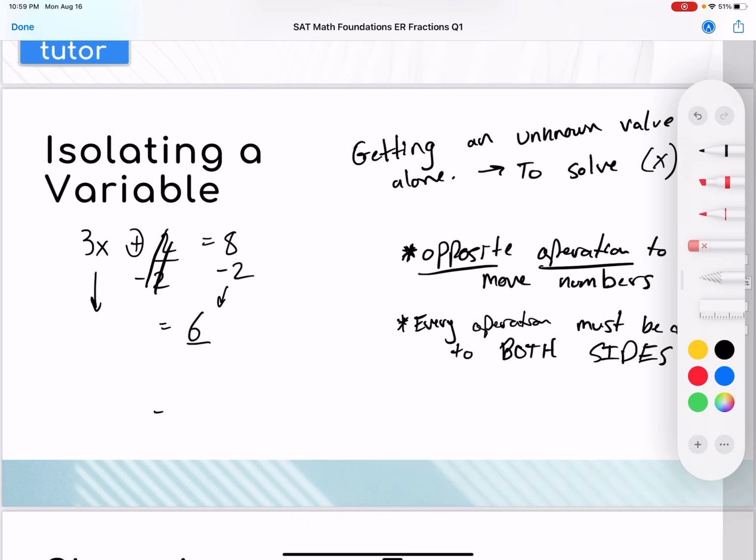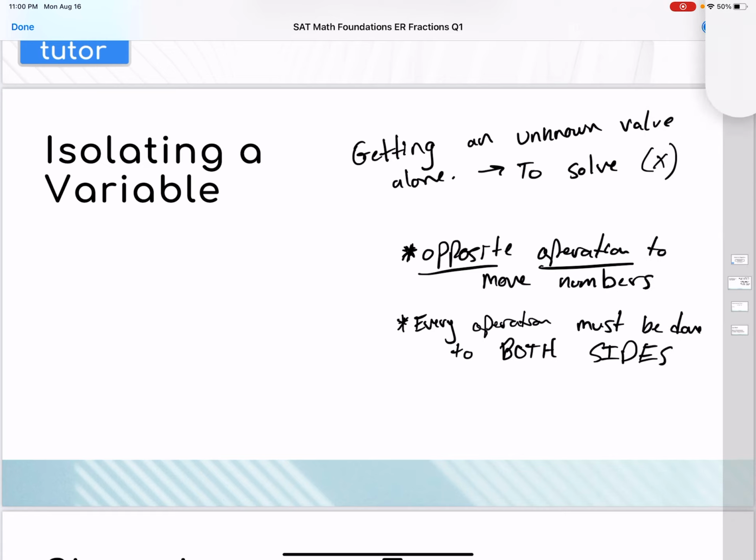All right, now we'll try a slightly more difficult example. In this case, we have x plus 45 is equal to 90 plus 4x.